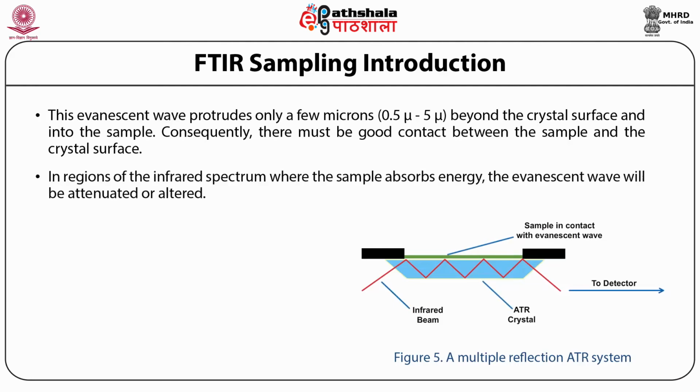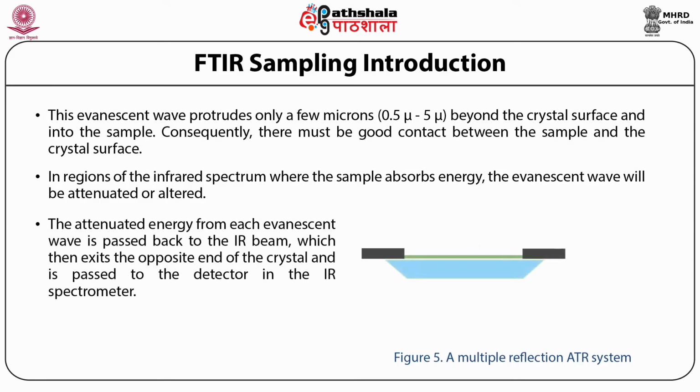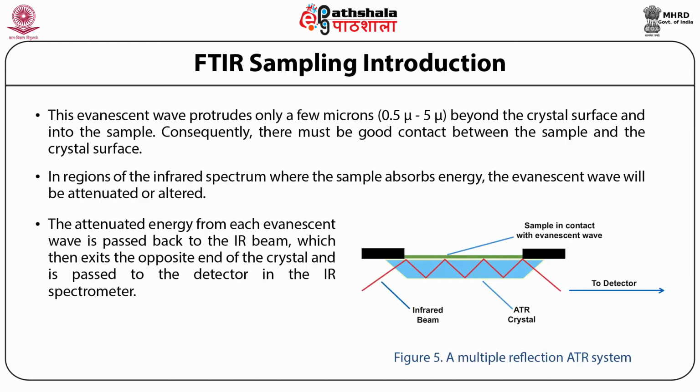In regions of the infrared spectrum where the sample absorbs energy, the evanescent wave will be attenuated or altered. The attenuated energy from each evanescent wave is passed back to the IR beam, which then exits the opposite end of the crystal and is passed to the detector in the IR spectrometer. So the system generates an infrared spectrum.